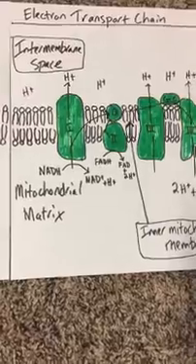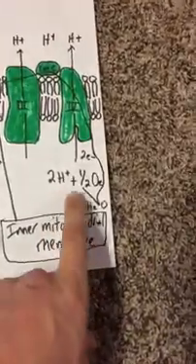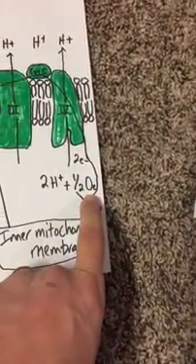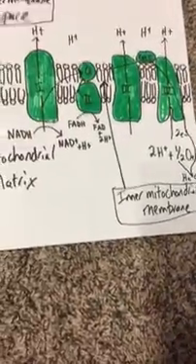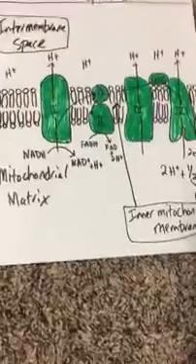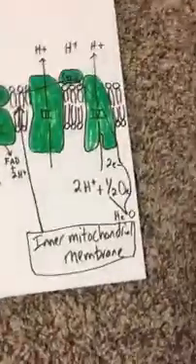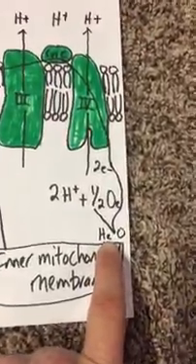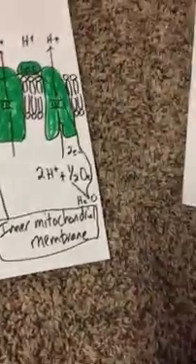Now, oxygen sits at the end of the electron transport chain. It's right here, which is very important. It accepts electrons and picks up protons to form water. As you can see, tucked down here, water is produced.